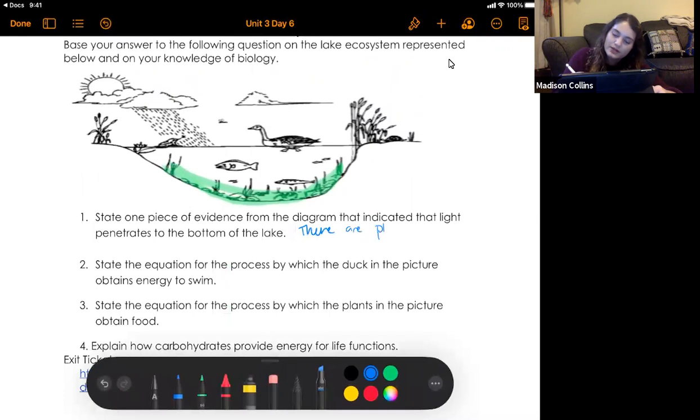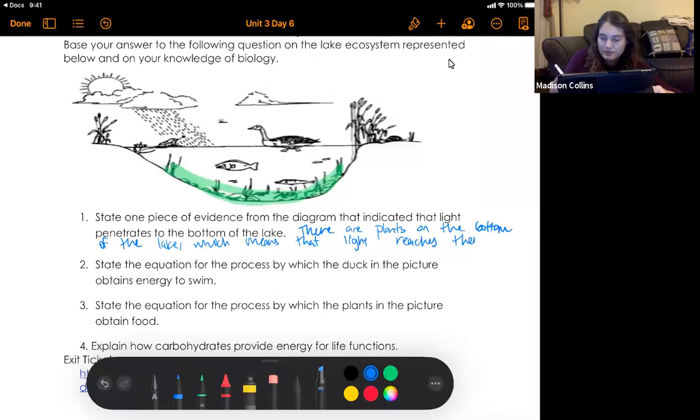So because there are plants on the bottom of the lake, which means that light reaches them. If it didn't, they wouldn't be able to photosynthesize. Because as you know, if there is no light, photosynthesis can't happen, which means that they're unable to produce their own food that they need to survive.